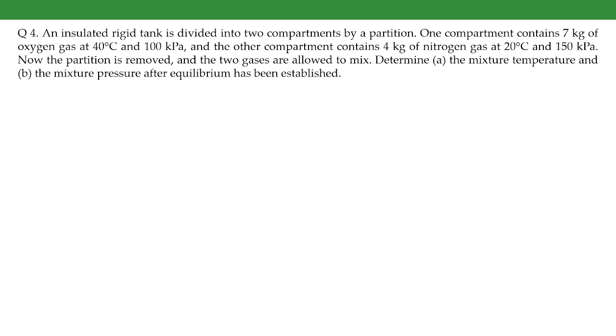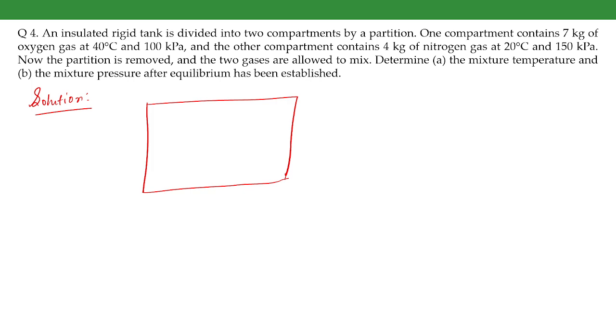Okay, so let us first start with the description of the problem that we have been given. So this is the rigid tank. There is oxygen in one compartment, 7 kg at 40 degrees Celsius and 100 kPa, and in the other compartment there is nitrogen, 4 kg mass, at 20 degrees Celsius and 150 kPa.